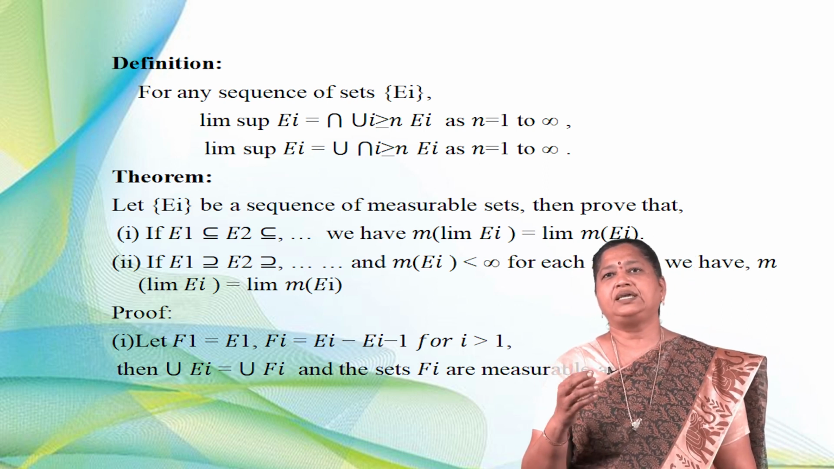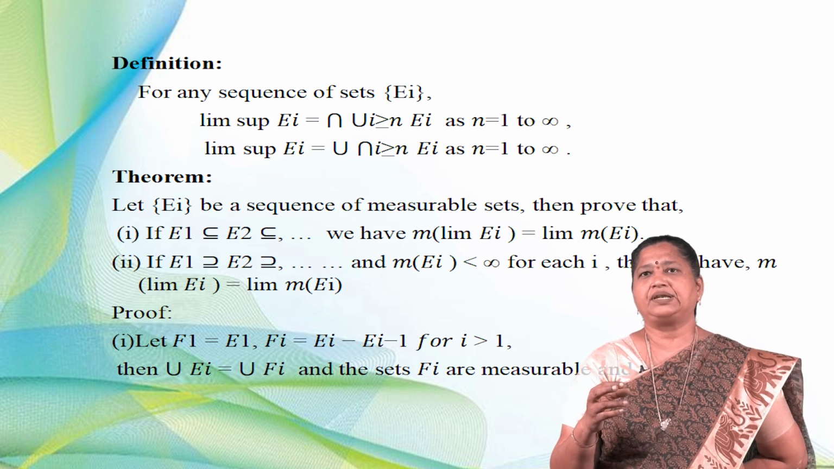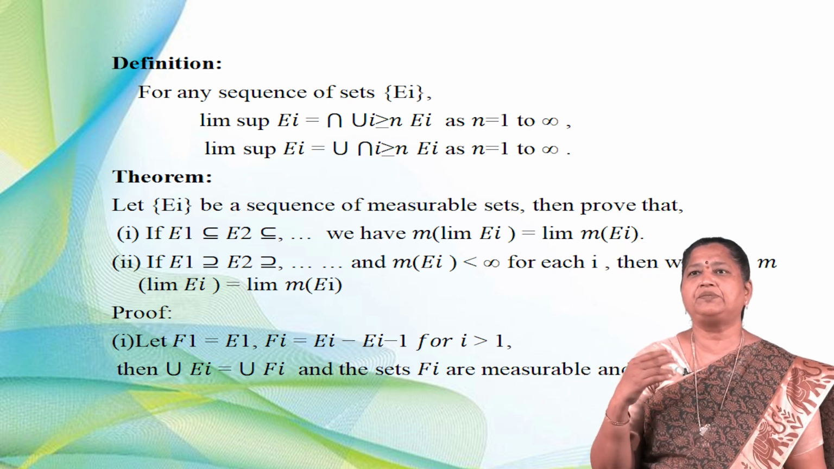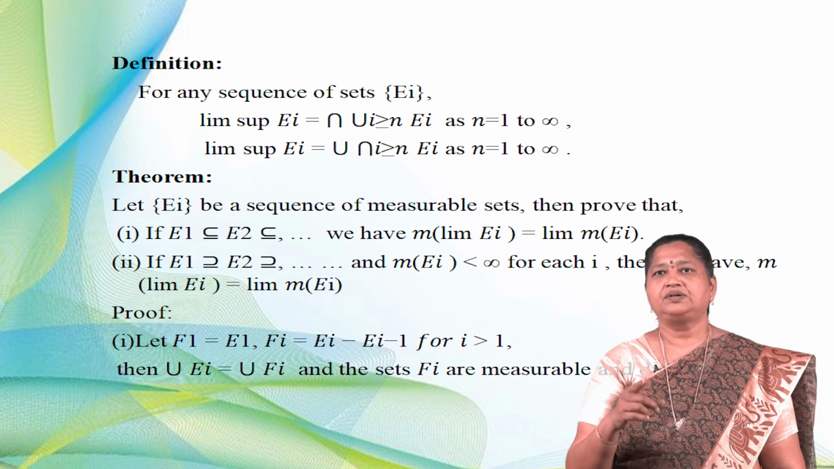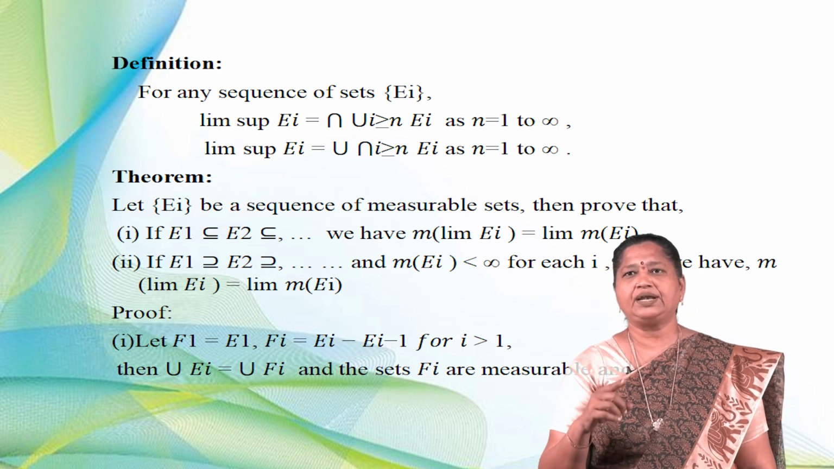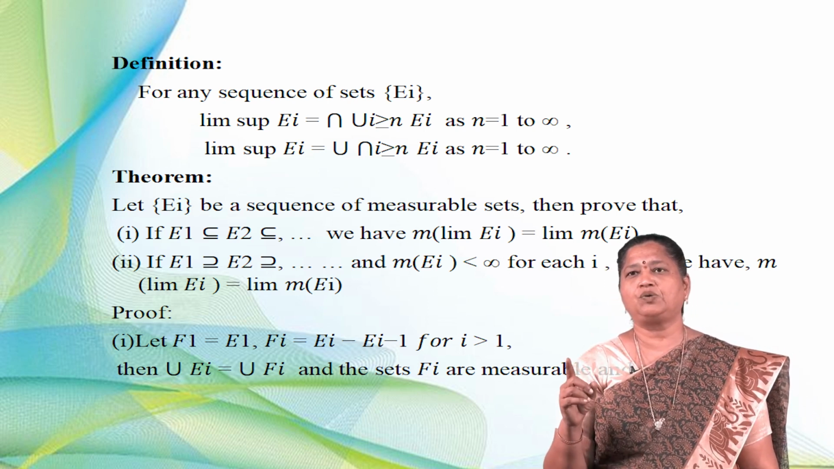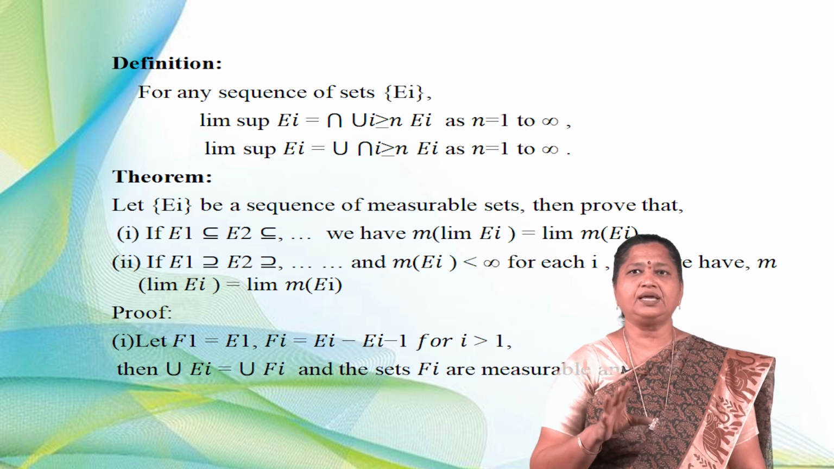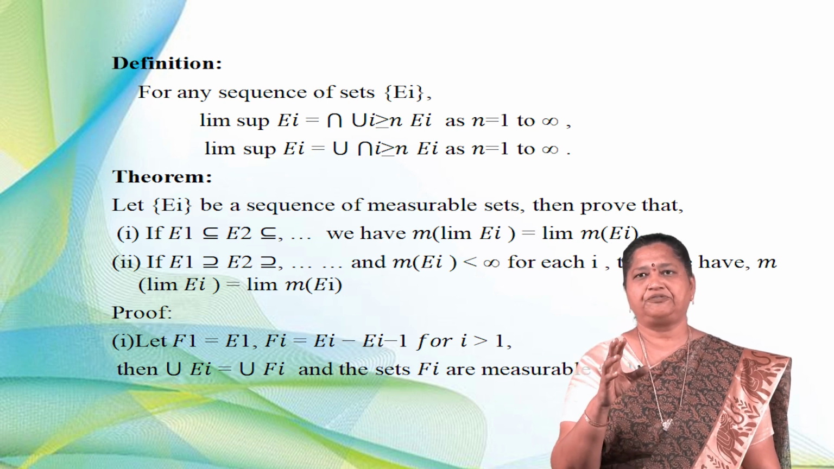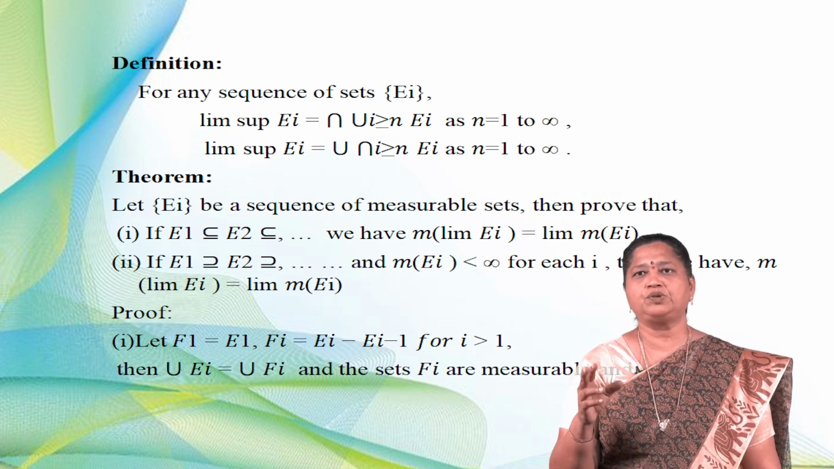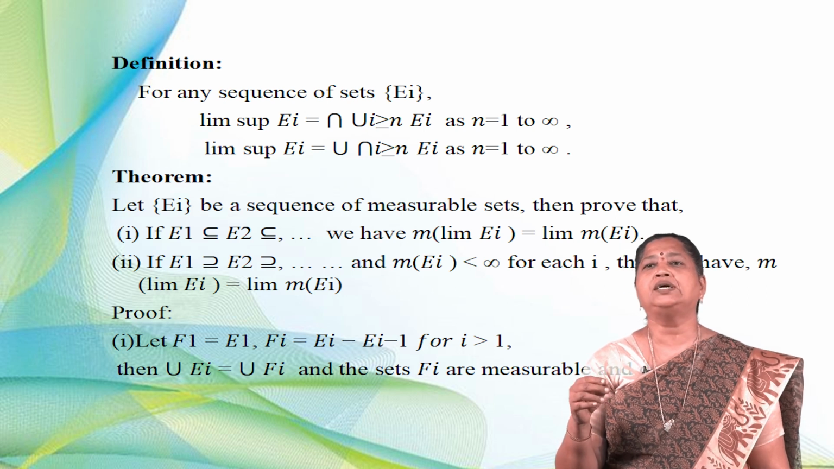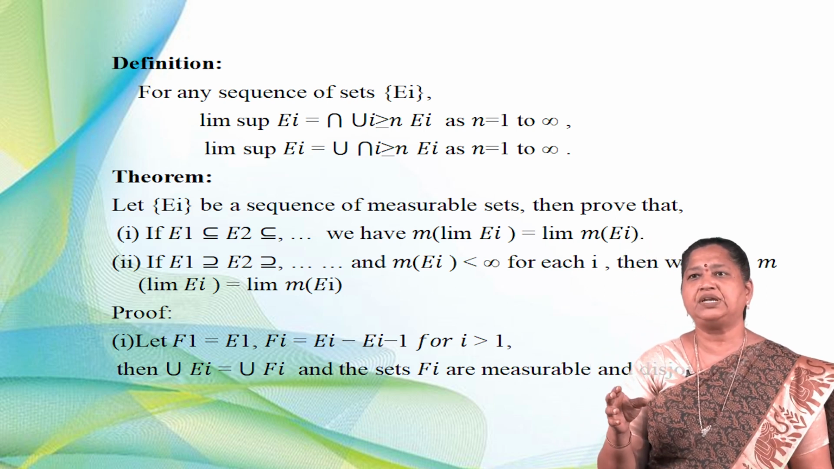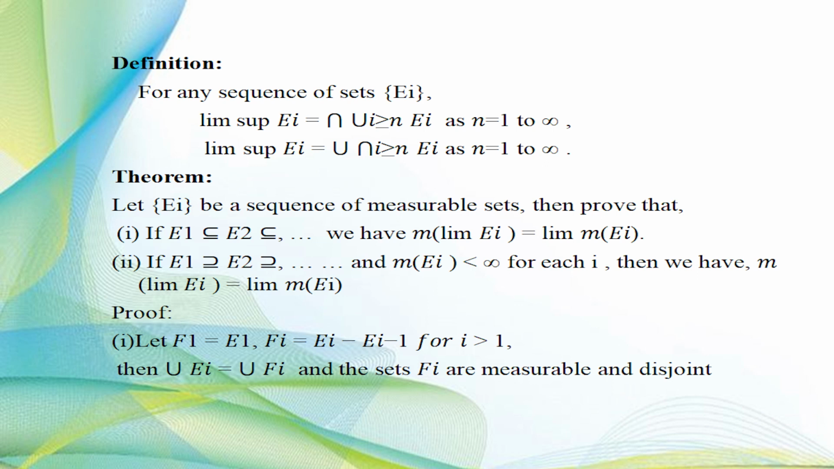Let us take the theorem statement. Let Ei be a sequence of measurable sets. Then prove, first, if E1 is contained in E2, which is contained in E3 and so on, we get m of limit of Ei equal to limit of m of Ei. The second case is if E1 is a superset of E2, which is a superset of E3 and so on, and m of Ei is less than infinity for each i, then we will prove m of limit of Ei equals limit of m of Ei.